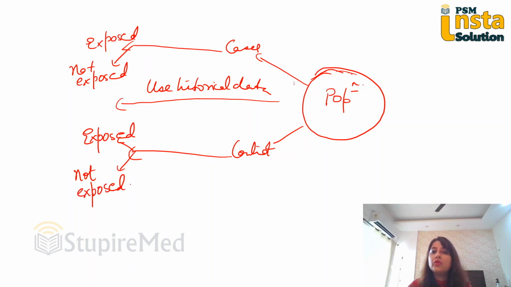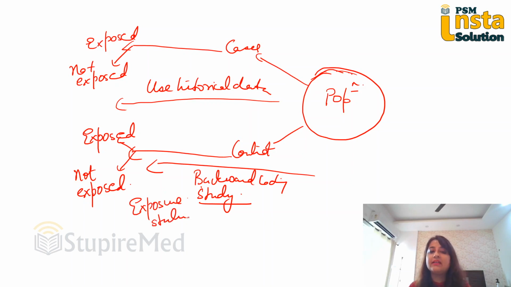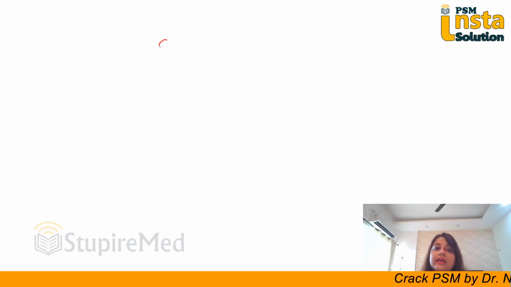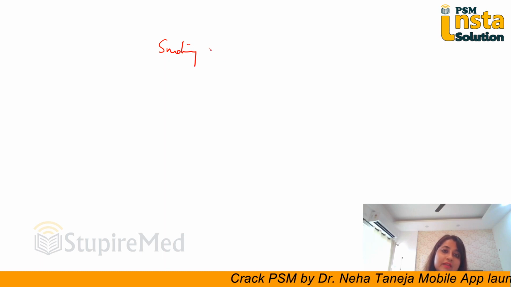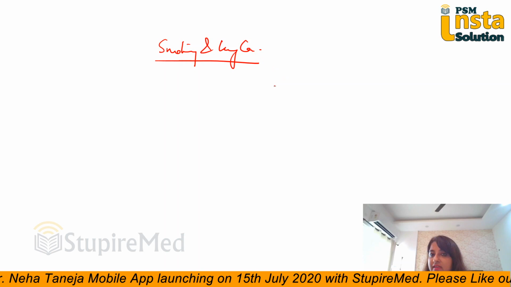Is it okay? So in a case control study, what happens? This we've already read also. This is a backward looking study, where you are trying to find out the exposure status among the cases and exposure status among the controls. Okay, so if I draw a slide, similarly, suppose we want to study the association of smoking and lung cancer with the help of a case control study design.